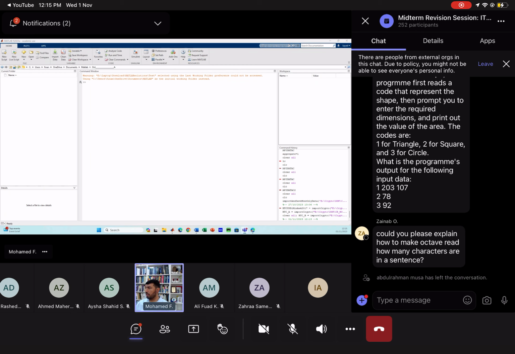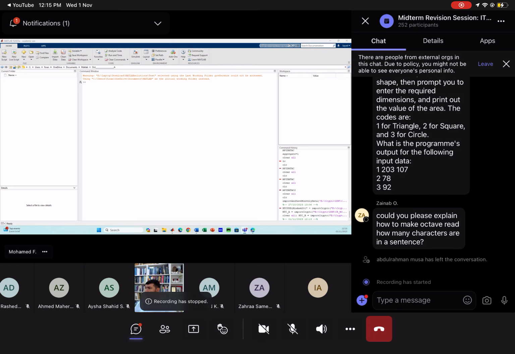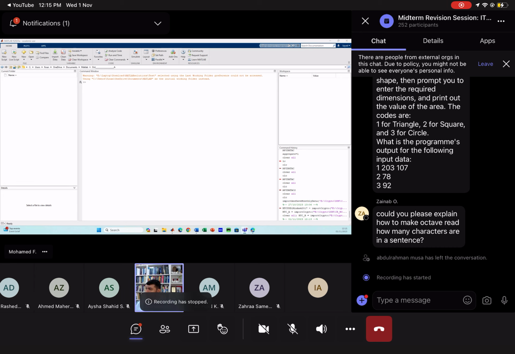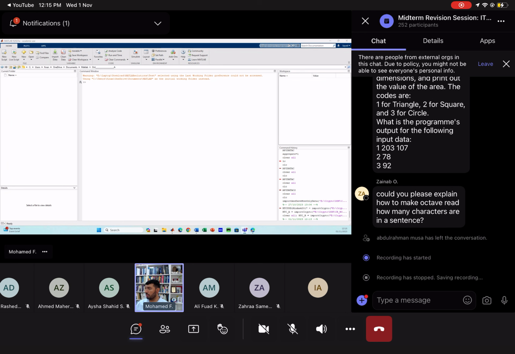Could you please explain how to make Octave read how many characters in a sentence? Yes, we'll go through that. So now let me just increase the size here. So let me go to preference.